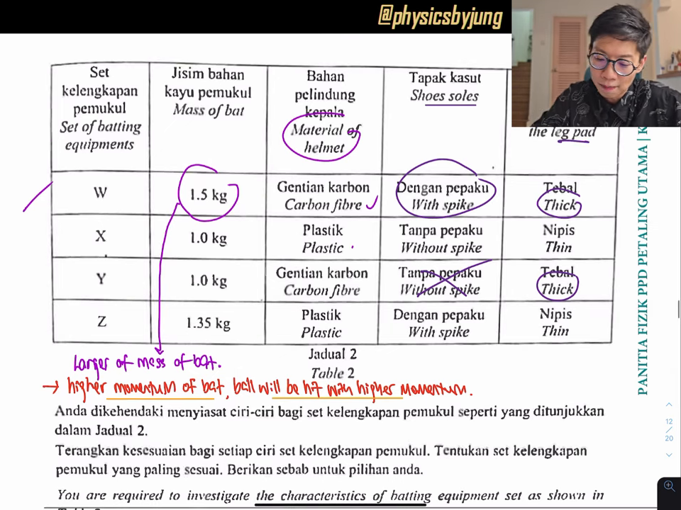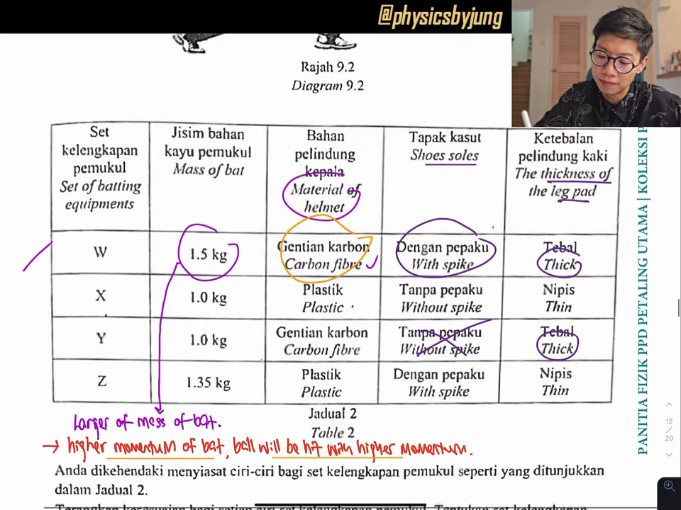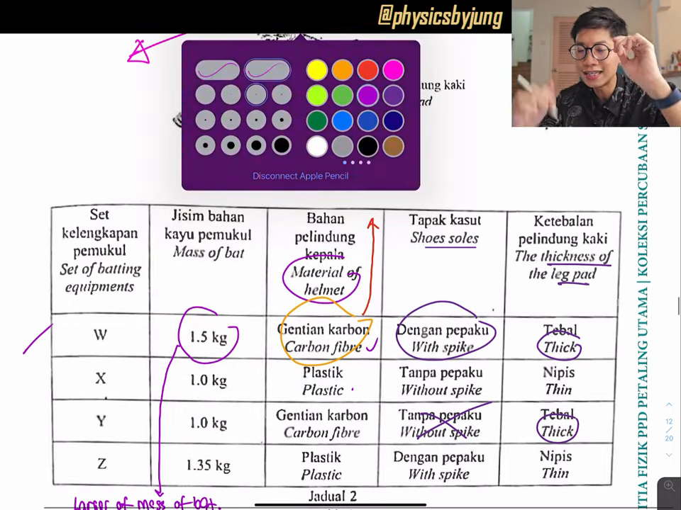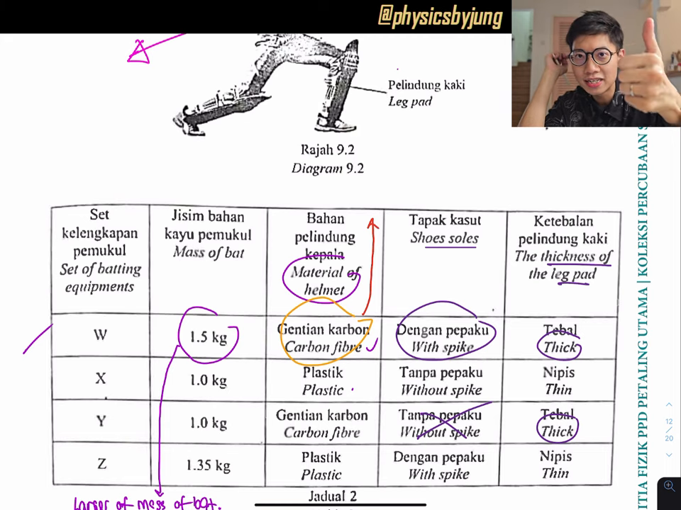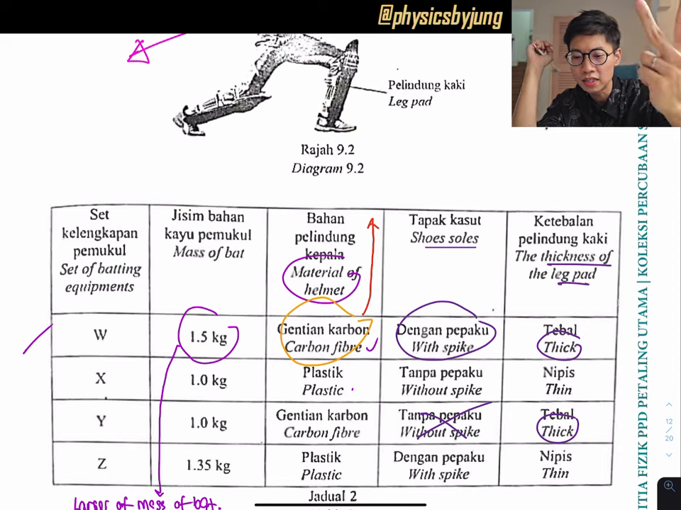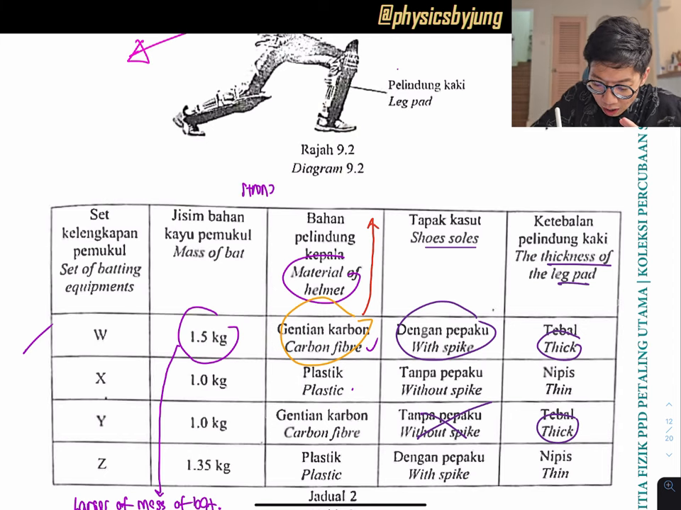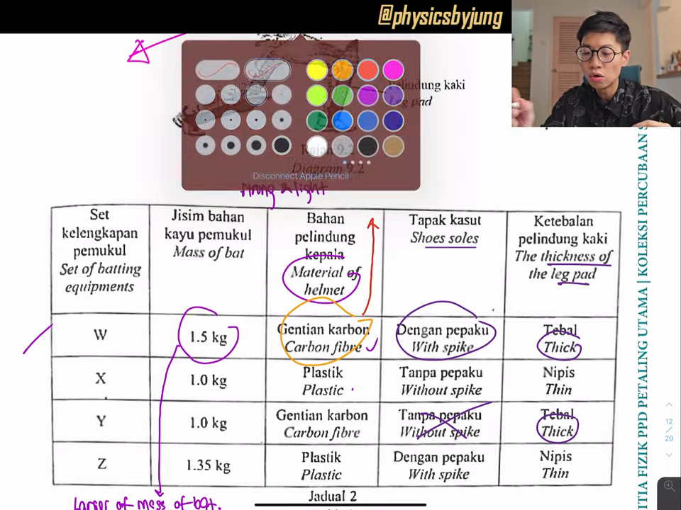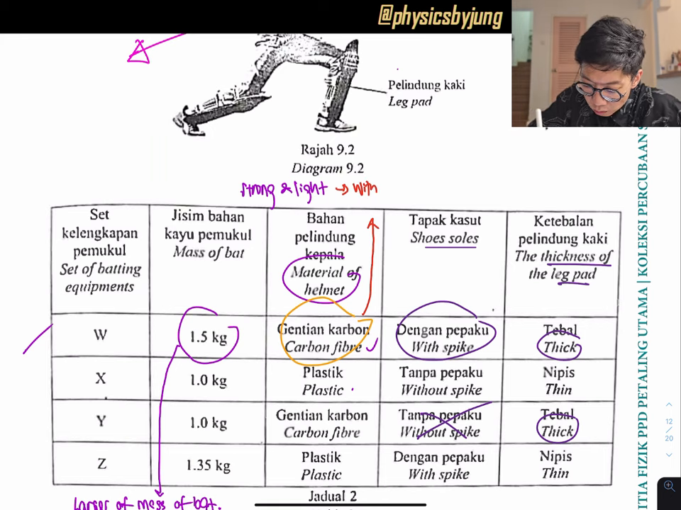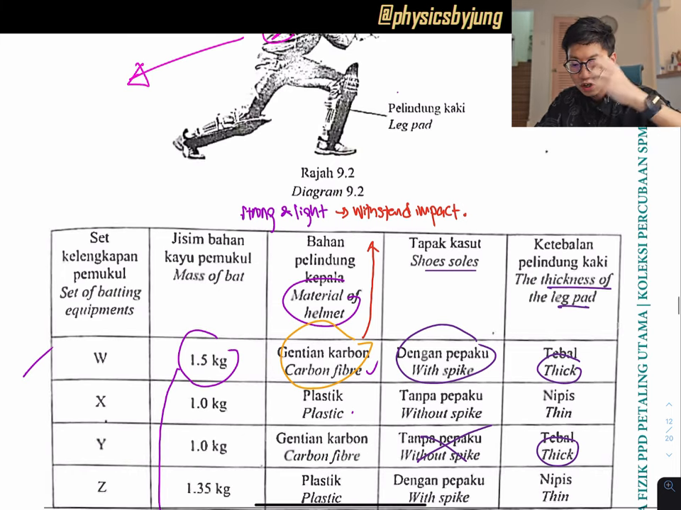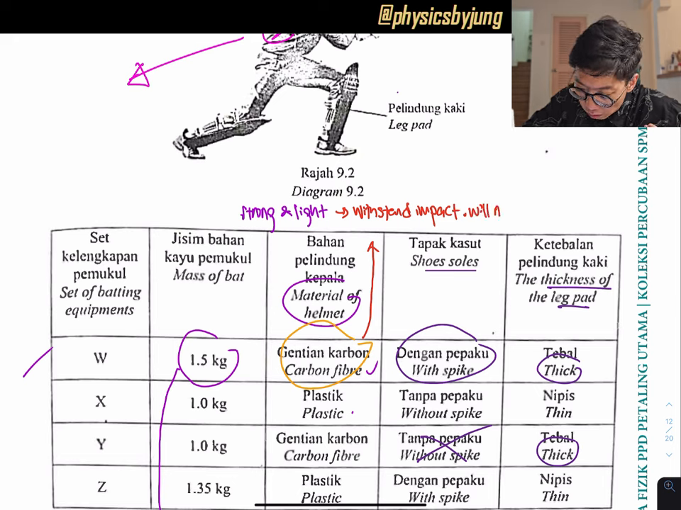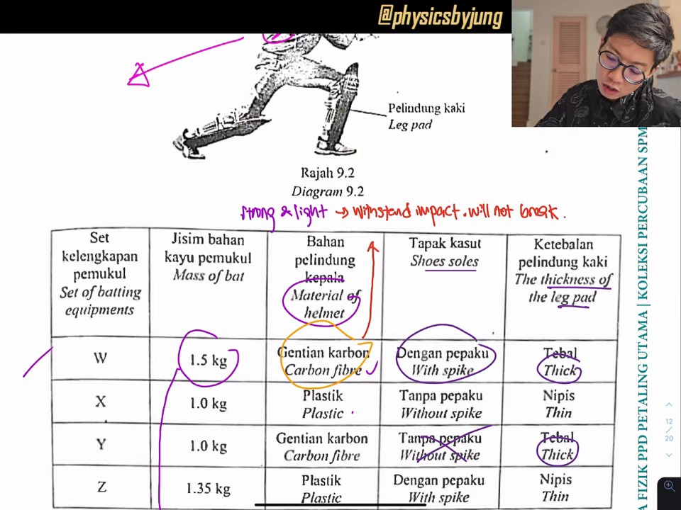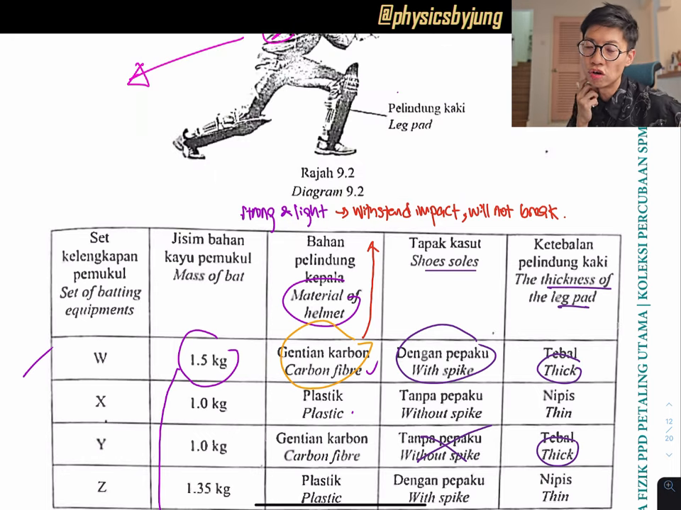Now next, we're going to talk about carbon fiber. Why do we want carbon fiber? The reasoning is very simple. In race cars, in bicycles, in whatever sports equipment, carbon fiber is always the default answer. Why? Because it is strong and light. It has one of the highest strength to weight ratios. So what is the advantage? It can withstand impact. What if the ball hits your head? This helmet has to be able to withstand impact and not break. Carbon fiber is very, very strong, that's why sports cars use this material.